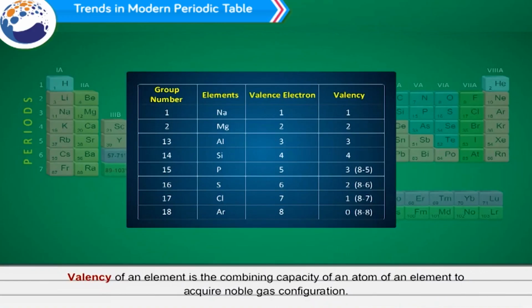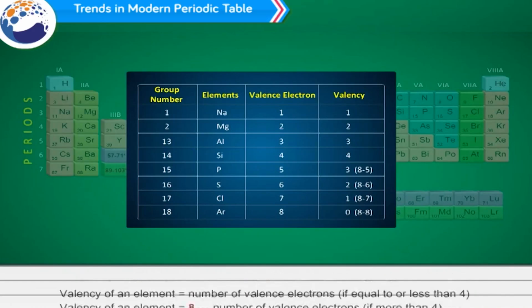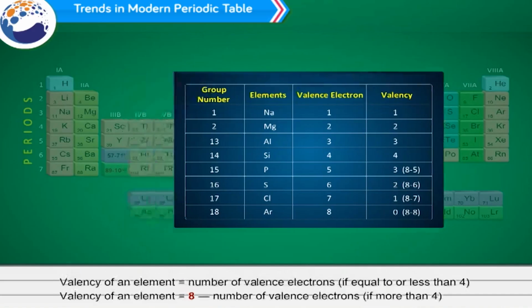Valency of an element is the combining capacity of an atom of an element to acquire noble gas configuration. It is equal to the number of electrons lost, gained or shared during the formation of a chemical compound. Valency of an element is equal to the number of valence electrons if it is equal to or less than 4. Valency of an element is equal to 8 minus the number of valence electrons if more than 4.